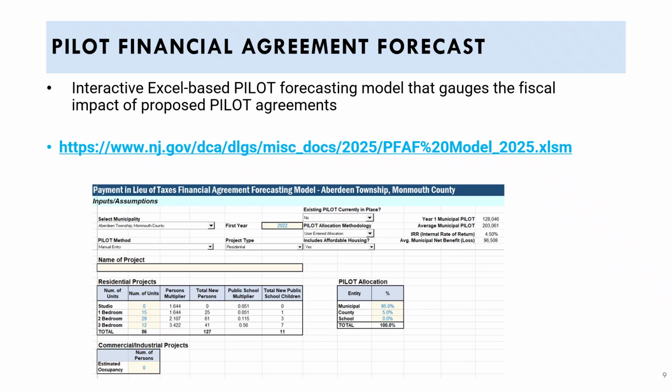The next resource is our pilot financial agreement forecast. This is an interactive Excel-based pilot forecasting model that gauges the fiscal impact of proposed pilot agreements. You can enter in the information from your proposed project and generate an estimate as to the net cost impact to the municipality, and also develop a calculation of the internal rate of return for the developer, and it can be used in negotiations. This tool allows you to put in the assumptions specific to a particular project to understand the true fiscal impact on your community before going into a formal agreement with the developer.